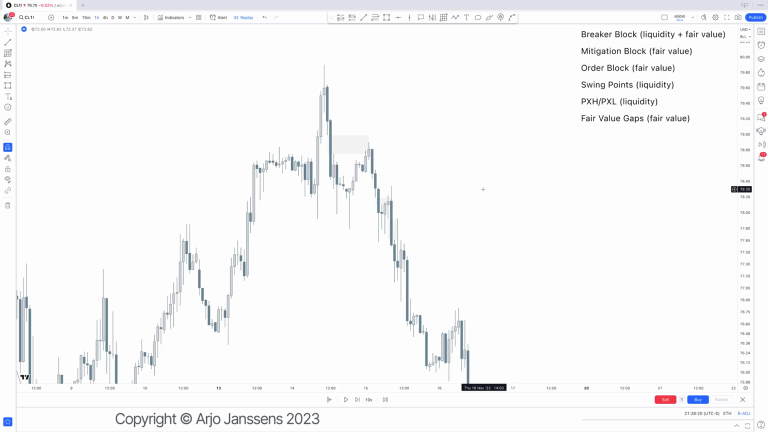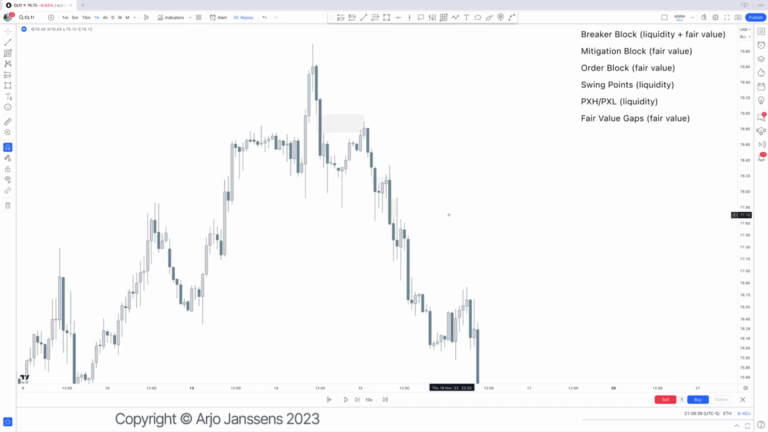So the reason why I use this breaker block right there is because I had a fair value gap right there, so it's overlapping with the breaker block. The reason why I use this mitigation block is because it had a fair value gap right there. That is why I use that mitigation block, and that's why it's a valid mitigation block. The reason why I use this order block is because it had a fair value gap overlapping right there.